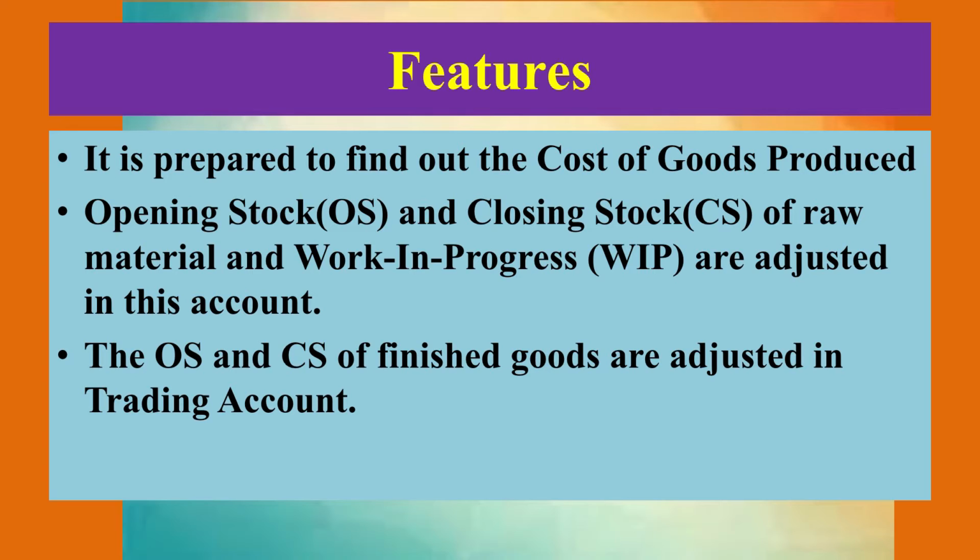So what all goes into this? We know the opening stock and the closing stock of raw material and the work in progress are adjusted in this account. Through this manufacturing account, the opening stock of raw material, and the closing stock of raw material and work in progress, are adjusted. The opening stock and closing stock of finished goods are adjusted in the trading account.